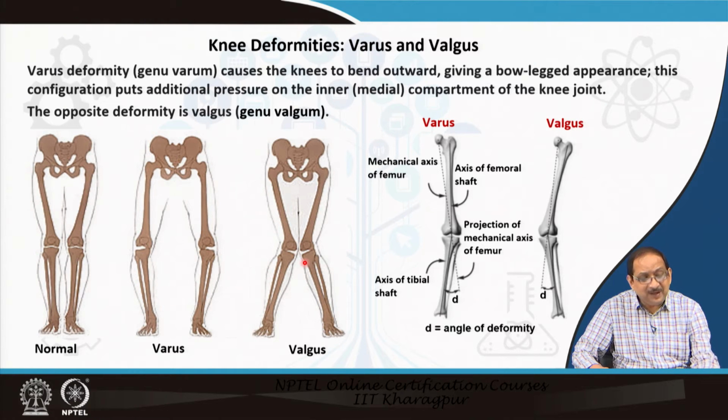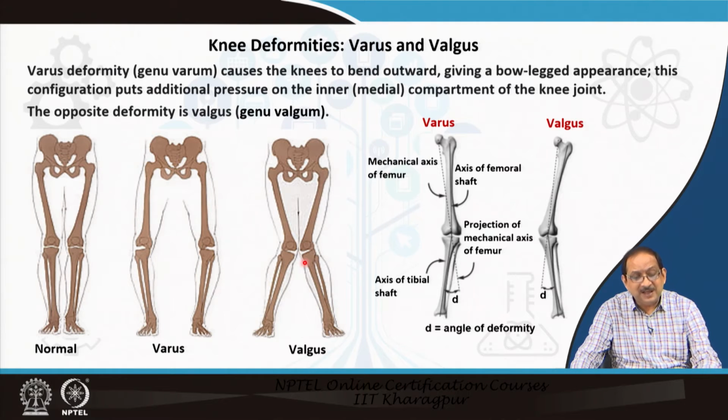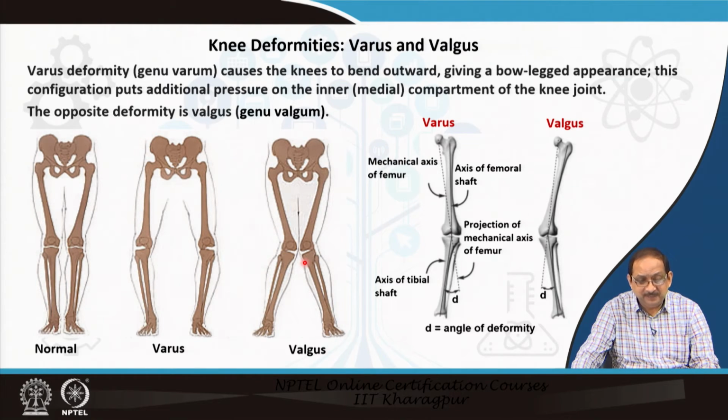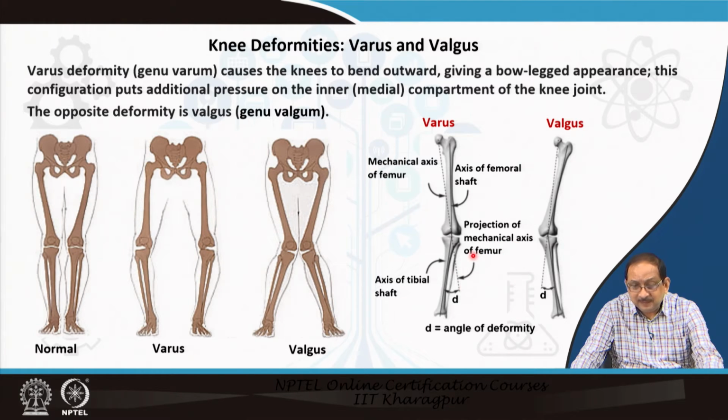The varus and valgus deformity can be measured as the angle of deformity. It is defined as the angle between the projection of the mechanical axis of the femur. As you can see, the mechanical axis connects the center of the femoral head with the center of the knee joint and extends.